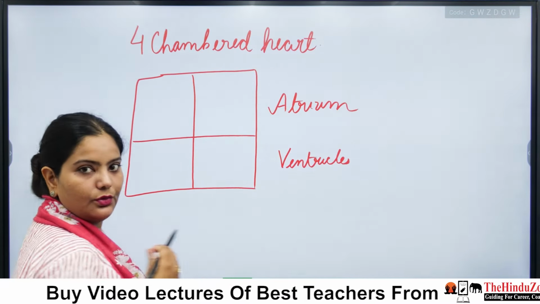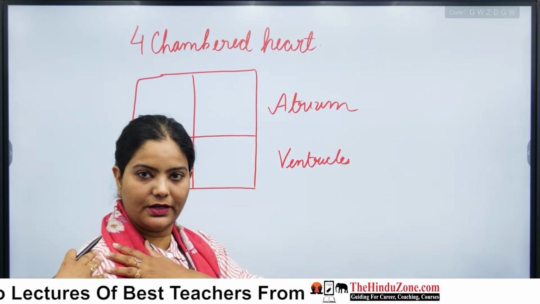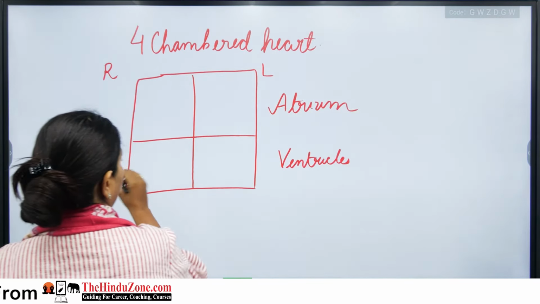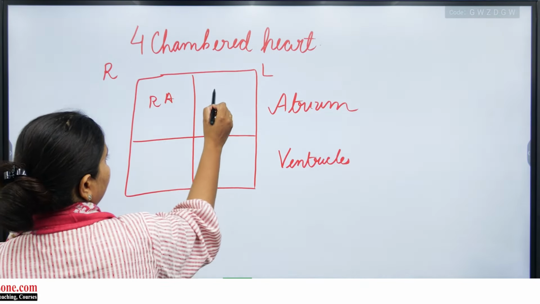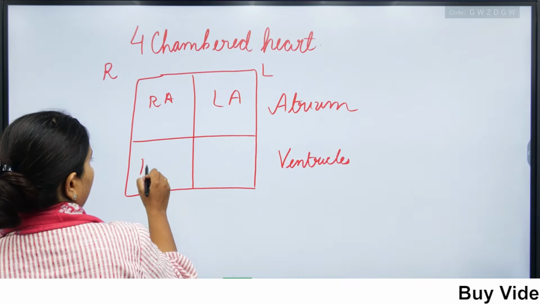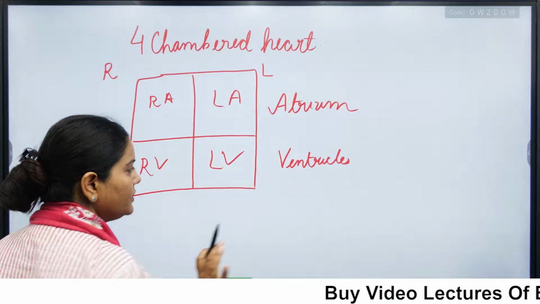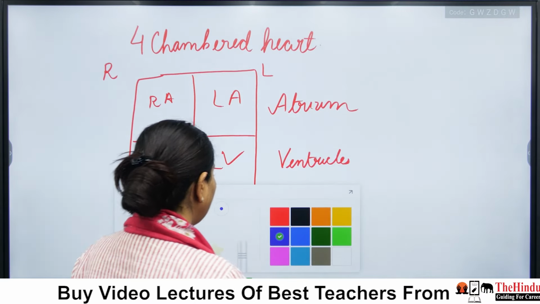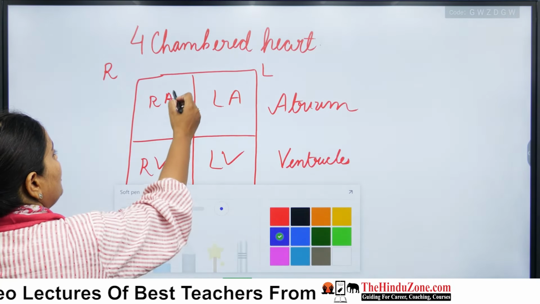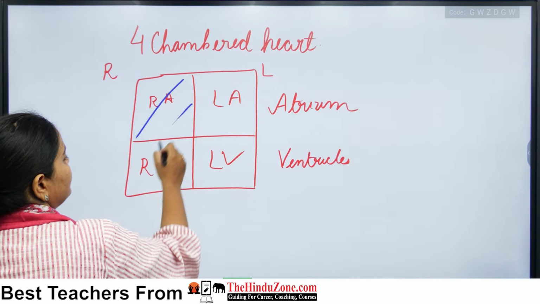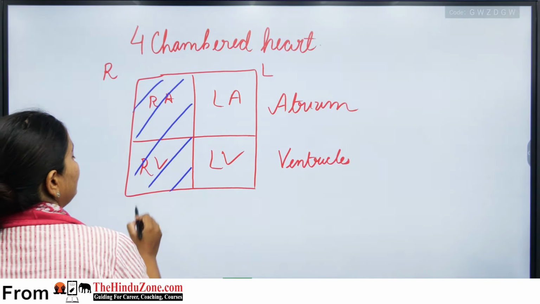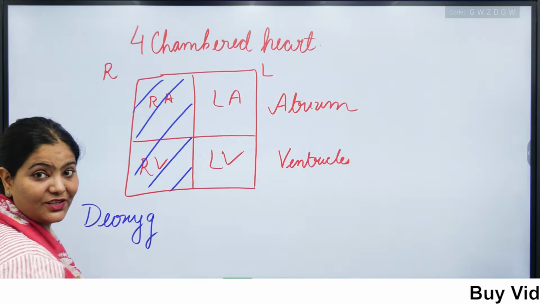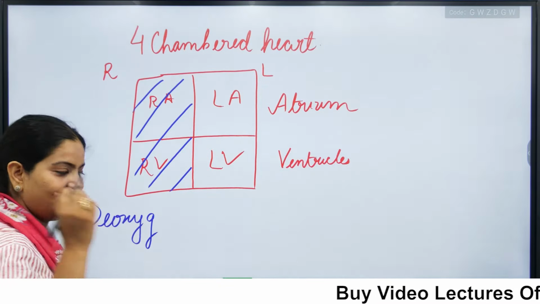Okay? So this is my right atrium, left atrium. Should I write like this? Okay? Right ventricle, left ventricle. Okay? Clear? Now you need to remember one more thing, that this side of the heart, right side of the heart, it is related with deoxygenated blood. This is related with deoxygenated blood.